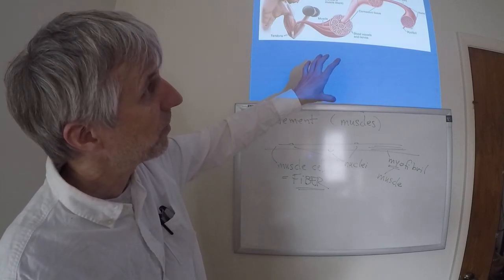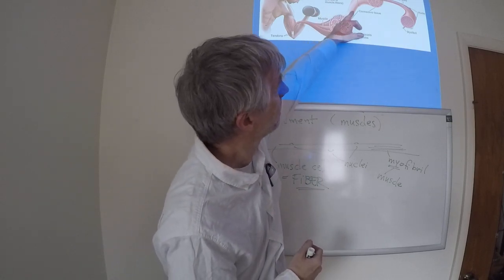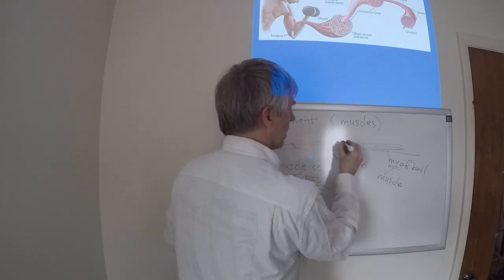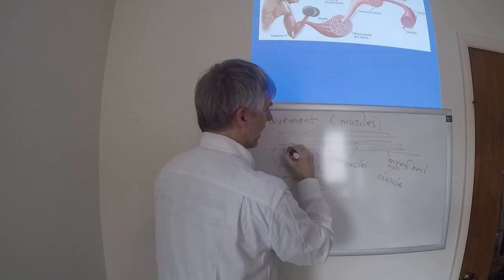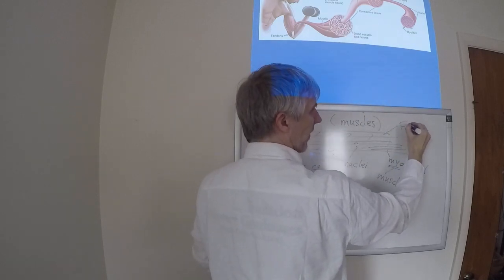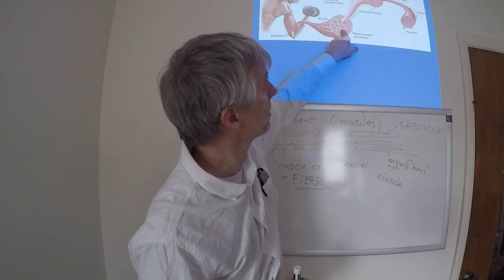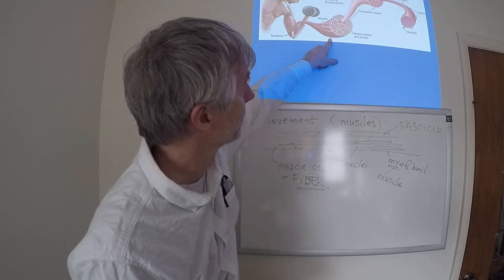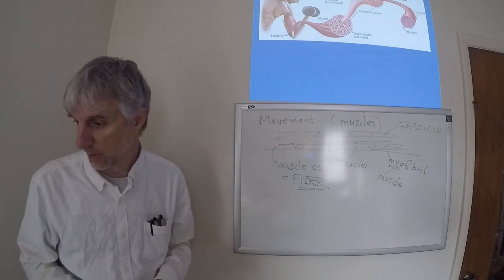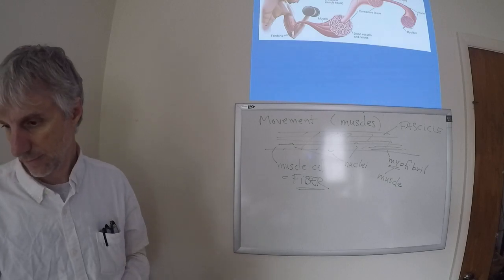Then, if I take multiple muscle fibers and I group them together with bundles of connective tissue, so here I have these, and then I'm going to join them together with connective tissue. This is called a fascicle. And then, if I take multiple fascicles with connective tissue around them, that's muscle. So multiple fascicles coming together to make muscle. Okay?